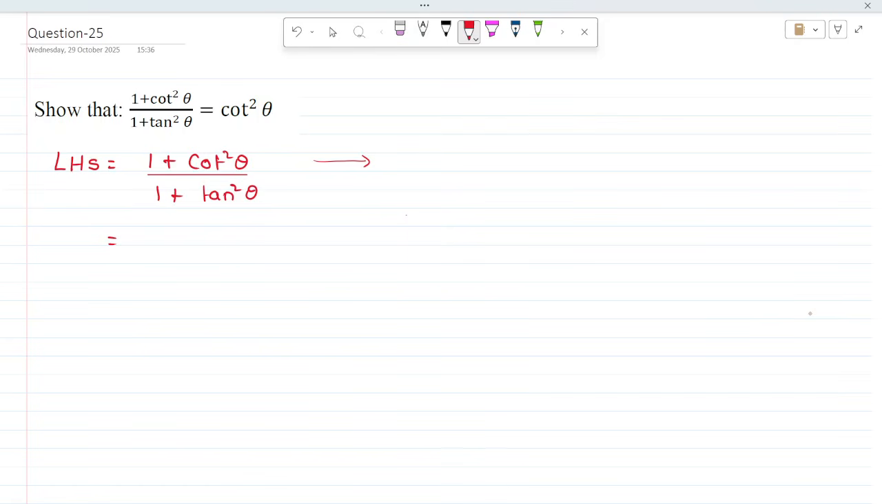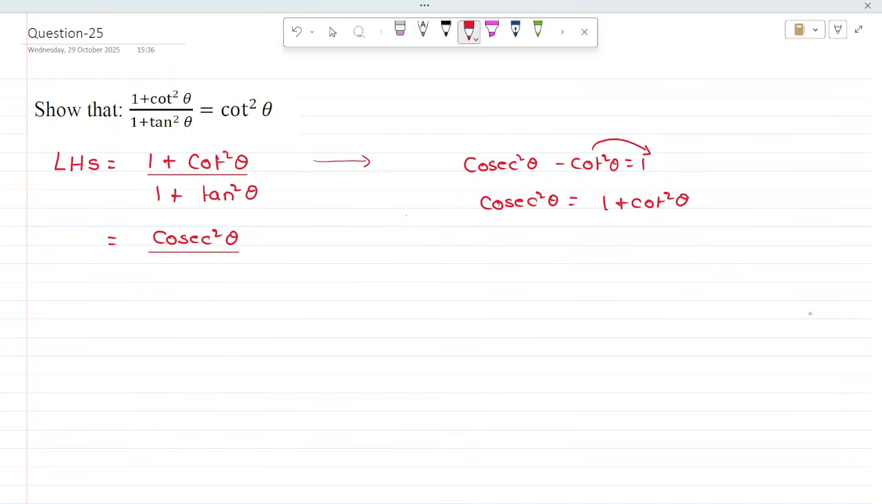Okay, 1 plus cot square theta will be what? The third identity I said: cosecant square theta minus cot square theta equal to 1. Send these to this side. Cosecant square theta equals 1 plus cot square theta. Is it clear? So from here, substitute here. Cosecant square theta divided by, what is 1 plus tan square theta then? Very good, secant square theta.